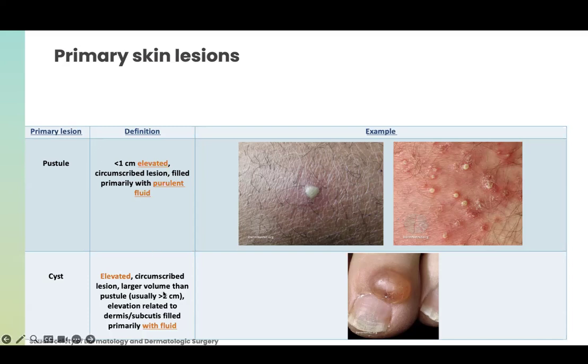So a cyst is similar to a pustule, however, it's a bit bigger, so it's more than 2 centimeters, and the fluid inside it is a bit different. Usually it contains serous fluid or serosanguinous fluid. So it is an elevated, circumscribed, larger volume lesion, usually more than 2 centimeters. The elevation is related to dermis, and it's usually even deeper, by the way, than a pustule. So the elevation is related to dermis and epidermis involvement, but it can be even down to the subcutis.